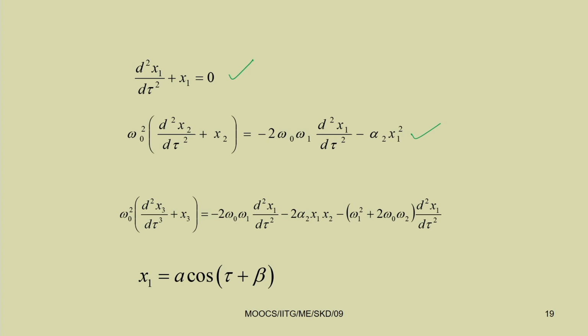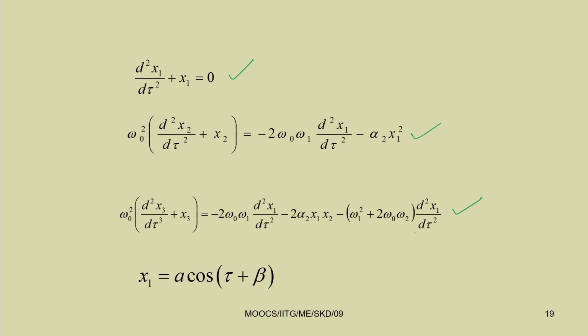If you collect all the coefficients, this is one coefficient you got, the second coefficient you will get this way: omega 0 square into d square x 2 by d tau square plus x 2 equal to minus 2 omega 0 omega 1 d square x 1 by d tau square minus alpha 2 x 1 square. Similarly, you can get another term, that is omega 0 square into d square x 3 by d tau square plus x 3 equal to minus 2 omega 0 omega 1 d square x 2 by d tau square minus 2 alpha 2 x 1 x 2 minus omega 1 square plus 2 omega 0 omega 2 d square x 1 by d tau square.